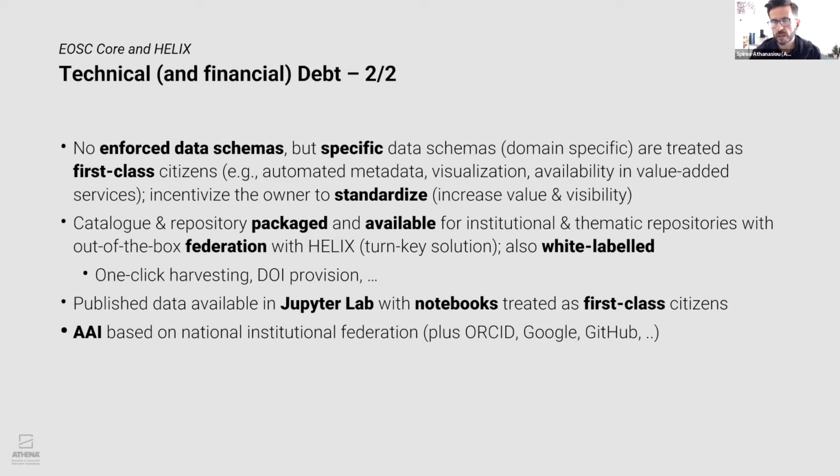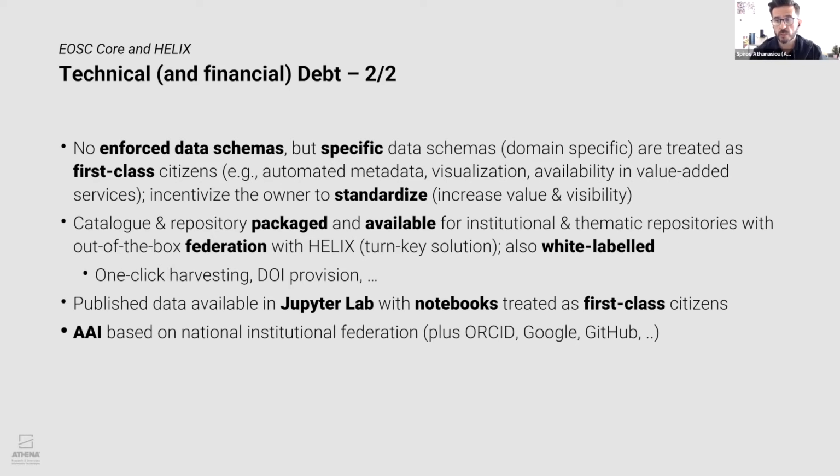So if an organization wants to essentially provide the same functionality, but with its own logos, that's also doable. Of course, it has everything that the standard Helix has: one-click harvesting, DOI provision, the lot. All published data in the repo are also available in the spaces of our users' Jupyter Lab environments, and also notebooks, scientific output created or executed within Helix Lab is treated as a first-class citizen.